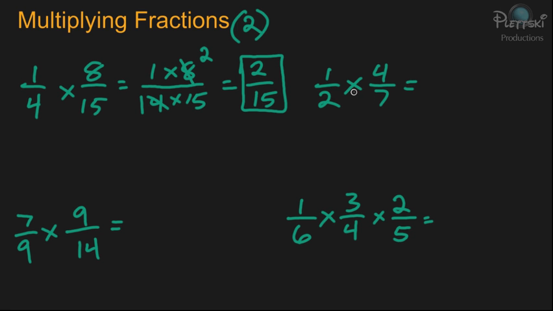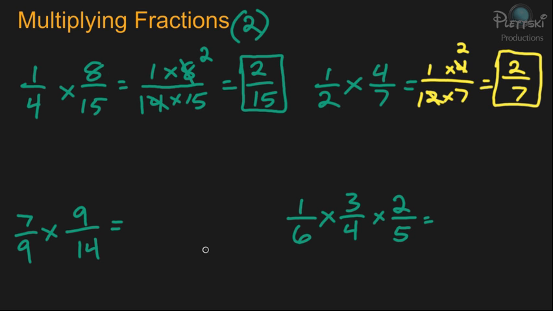We have 1/2 times 4/7. So we can rewrite that as 1 times 4 over 2 times 7. And which terms have a factor in common? Well, the 4 and the 2 can both be divided by 2. So let's do 4 divided by 2, which is 2, and then 2 divided by 2 is just 1. So on the top we have 1 times 2, which is 2, and on the bottom we have 1 times 7, which is 7. So we get our answer 2/7. And you'll see we can't simplify that any further.